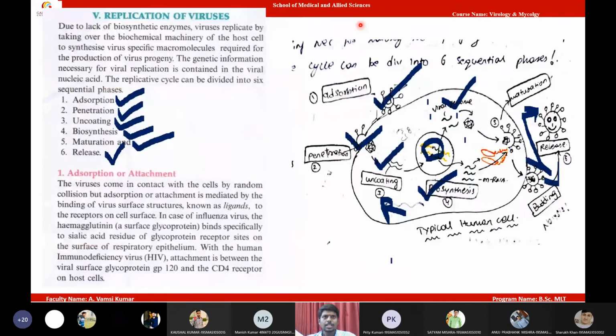So the next topic is viral replication, or replication of viruses. In today's lecture, we will discuss replication of viruses, and in the afternoon session, I will discuss the next topic. So today I will discuss replication of viruses.